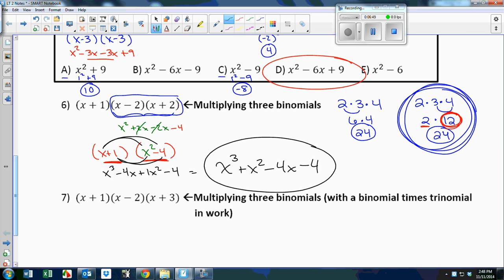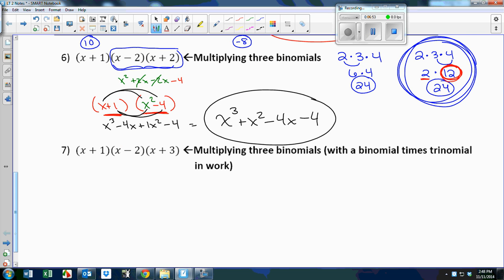All right, then the last problem, example 7. Since there aren't any conjugates being multiplied, it doesn't matter which one you multiply first. I'll just stick with multiplying the last two binomials first, and then whatever answer I get, I'll multiply it times x plus 1. All right, so FOIL, x times x is x squared, x times 3 is 3x, negative 2 times x is negative 2x, and negative 2 times 3 is negative 6, for an answer of x squared plus x minus 6.